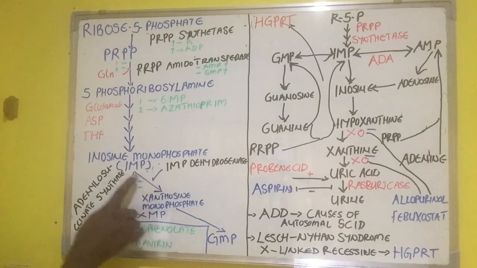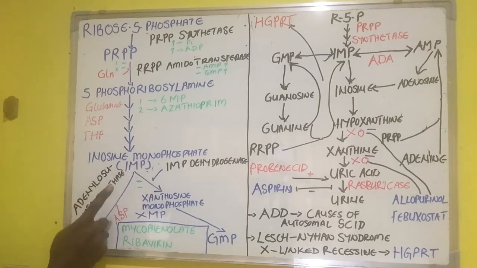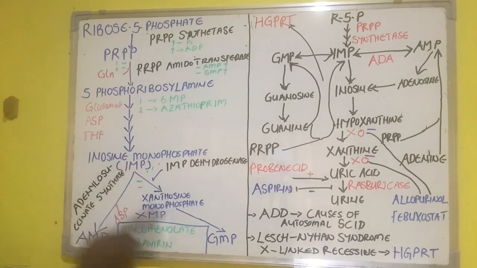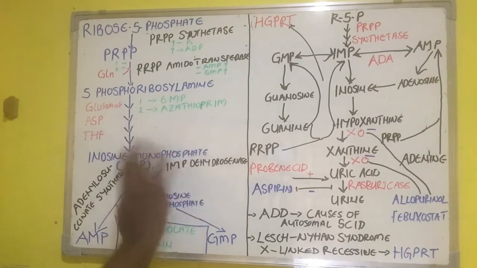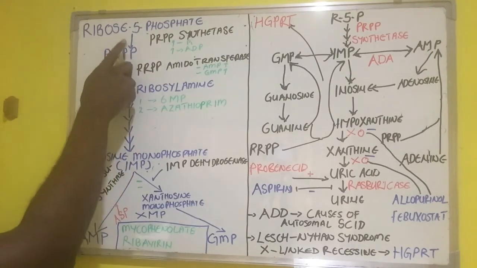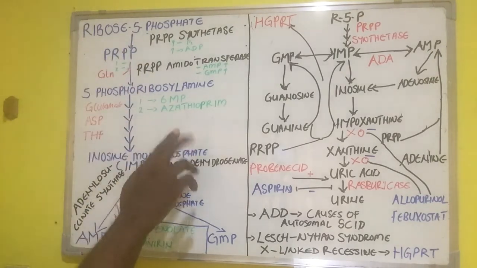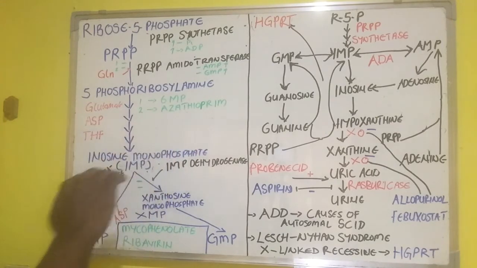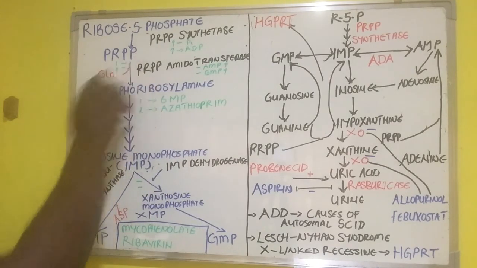Now, for this other part, there are two drugs that can hinder the conversion of IMP to GMP, which are mycophenolate and ribavirin. We should take note of this. These are key. These are high yield questions. The drugs that will stop the purine pathway completely. It stops it. That is, this first step stops.